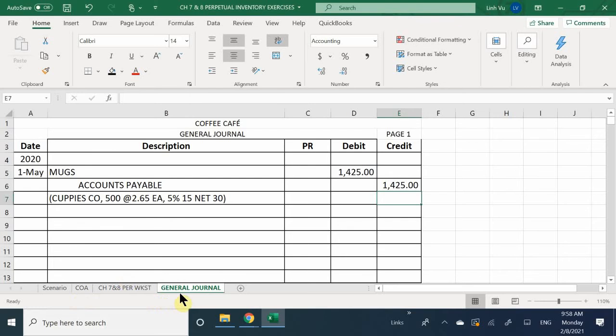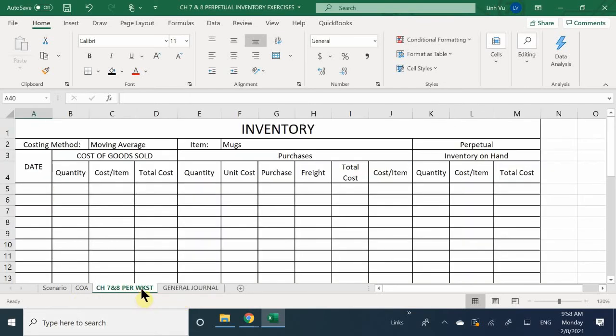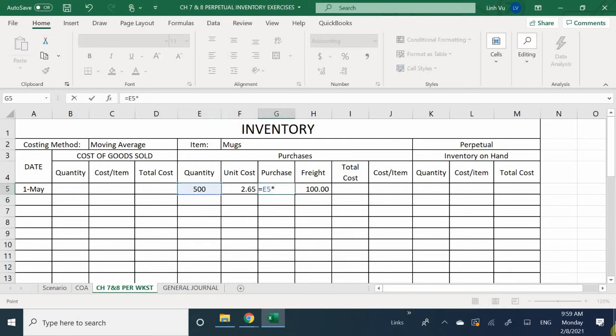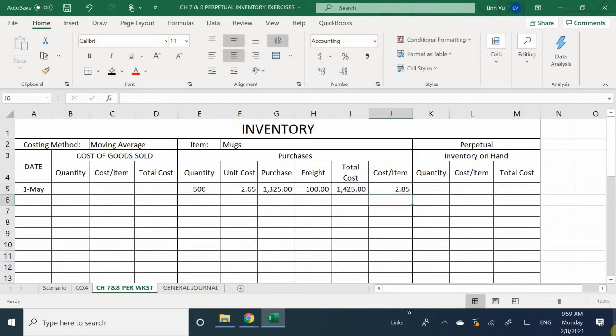Now we go into our inventory worksheet because we have inventory. We received the items, we purchased them, and we have them. So on May 1st, we go straight to the quantity. We purchased 500 items at $2.65, with the freight costing $100. What is going to be my total purchases? 1325. And what is going to be my total cost? 1425. Do I need to do a cost per item? With moving average, yes, because that's our first purchase. Correct.